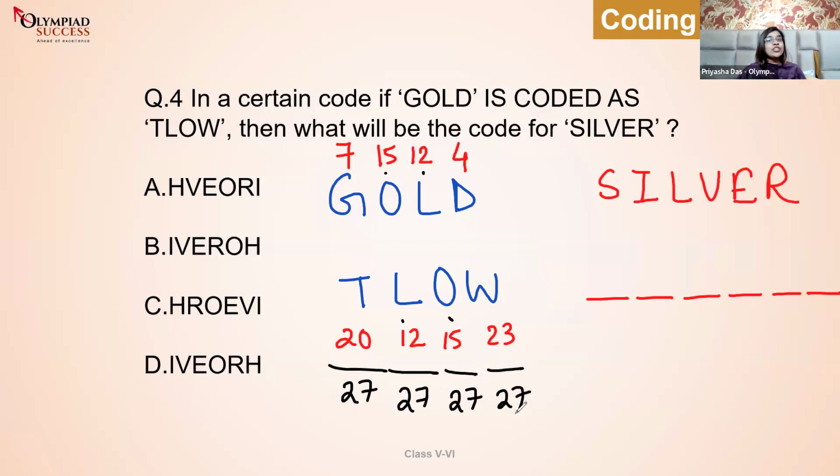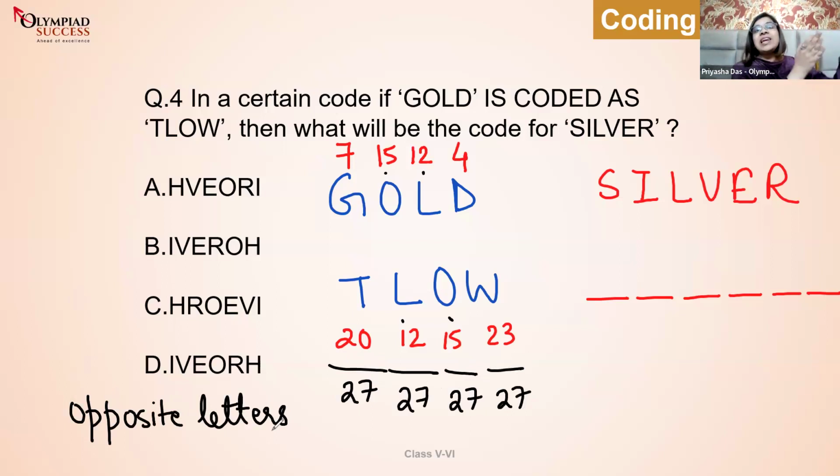You know what this logic is technically called? This logic is technically called opposite letters. What are opposite letters, by the way? Let us take the example of A, everyone. A is technically the first letter from the left. But can you tell me what is the first letter from the right hand side? Quickly in the chat box. Which is the first letter from the right hand side?